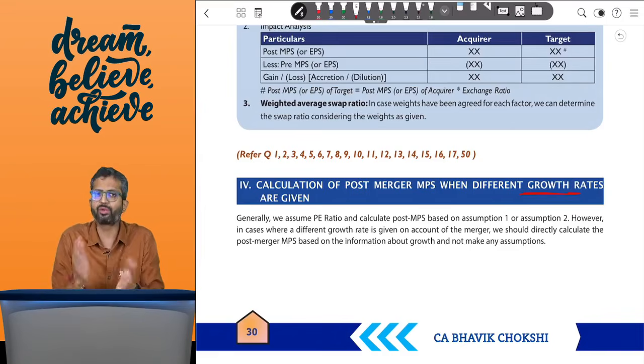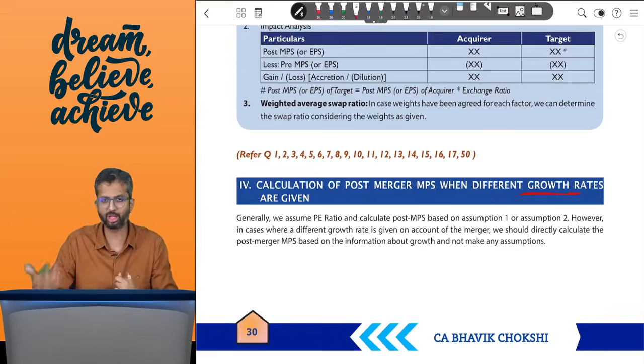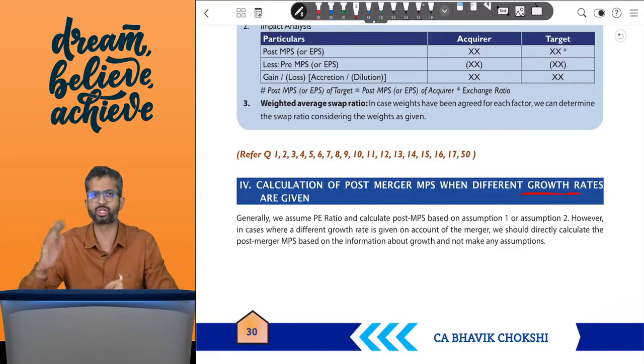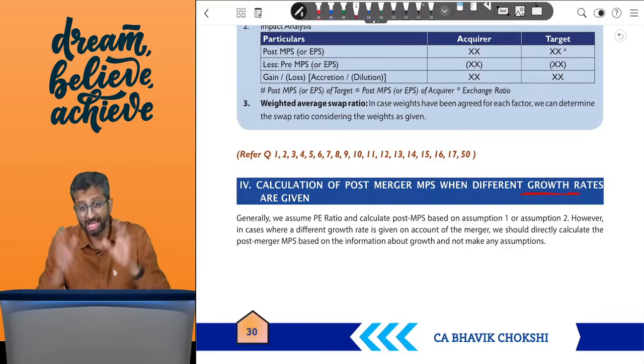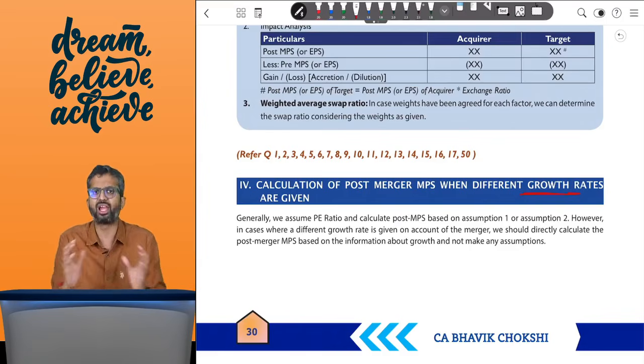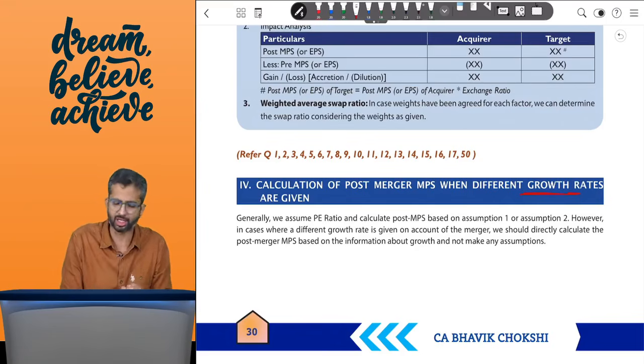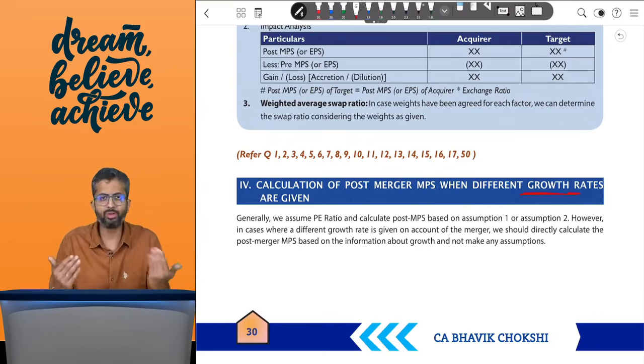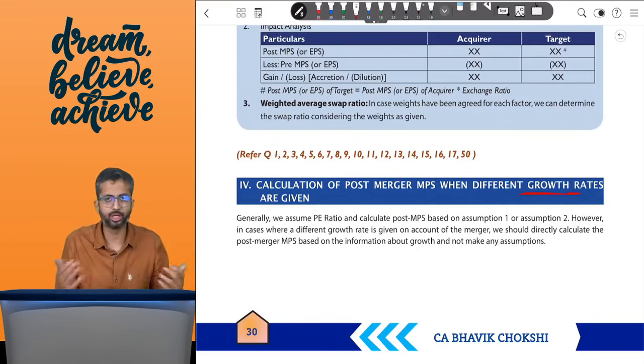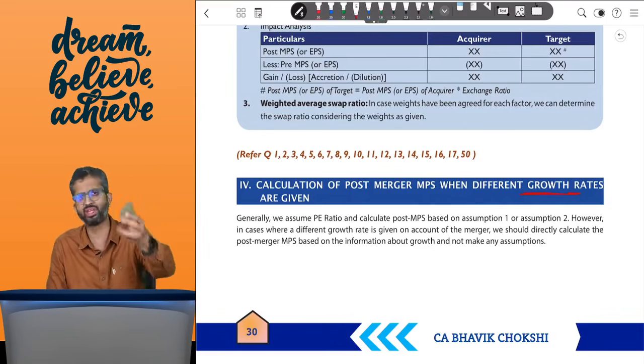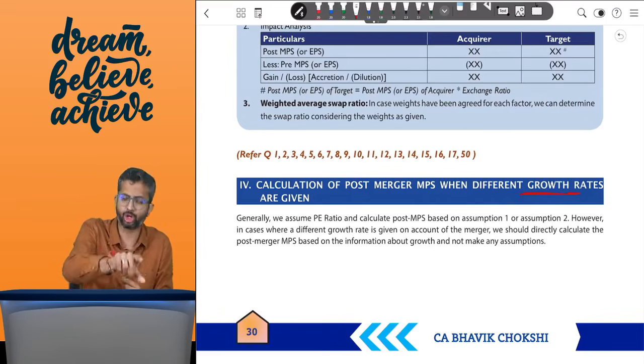Now, if there are different growth rates under the new management, like under the target's management you are growing at 6%, and under the acquirer's management you will grow at 8%, you will ask: what is the value of the piece of business that the target has? For example, we will try to find the KE. If the question gives you KE using CAPM, you will take that, if not, using Gordon's formula.